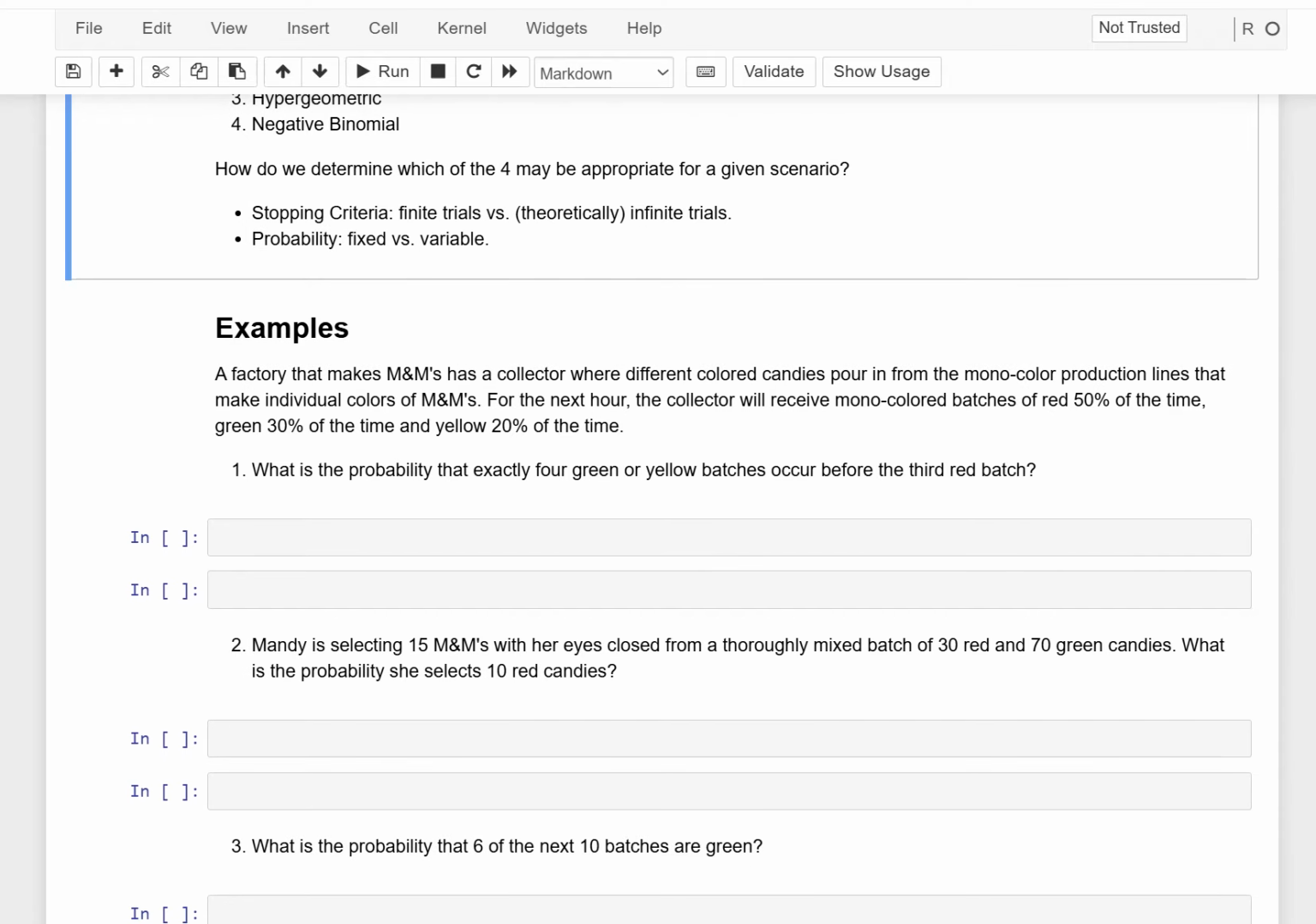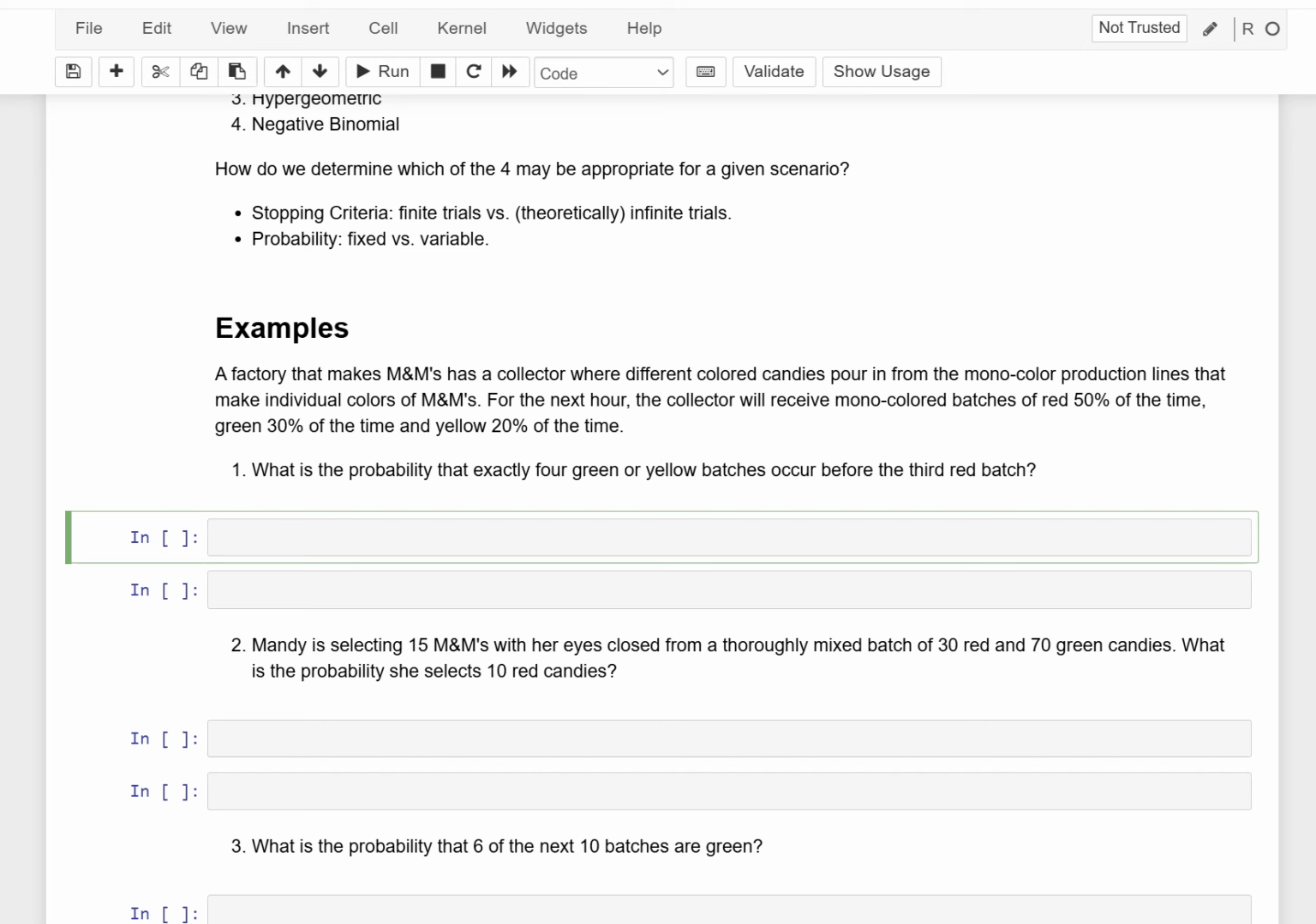What is the probability that exactly 4 green or yellow batches occur before the third red batch? So let me just put in, what do we need? We need 6 slots and then a success to finish, right? The 7th one has to be a success. And that means that there are a couple of other successes in here somewhere. We don't know where, right? But we're distributing two successes amongst the first six slots.